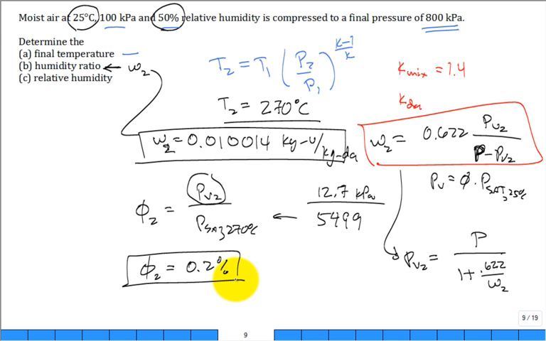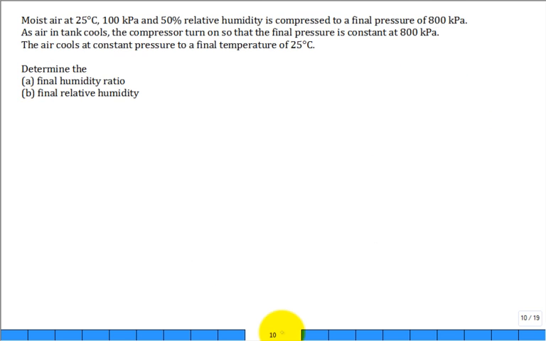Makes sense? Now we're going to move to state 3 for this process. We've now calculated what happens at state 2. The air is going to cool. The compressor turns on so that the final pressure is maintained at 800 kilopascal. It's going to kick in every now and then as it cools. But eventually the whole content of the tank is at 25 C and 800 kilopascal. What is the final humidity ratio, omega 3?